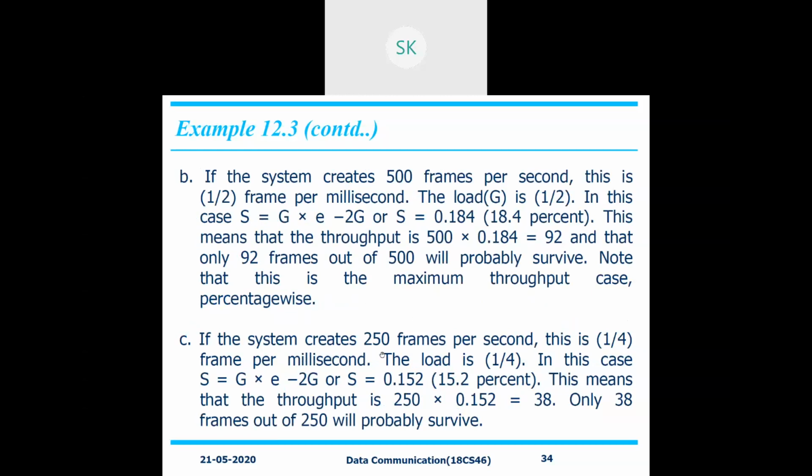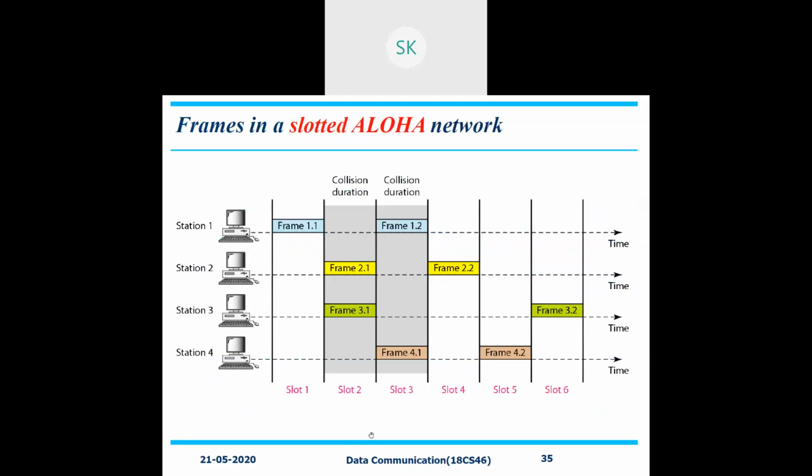Similarly, with respect to 250 frames, G becomes 1 divided by 4. With respect to that, S becomes 0.152. That is 15% of your actual value will be sent to the other side. That is 250 into 0.152, that is 38 frames only will survive out of the 250 frames that you have generated at the sender. So this is what it is.